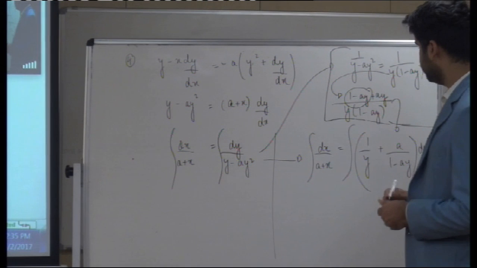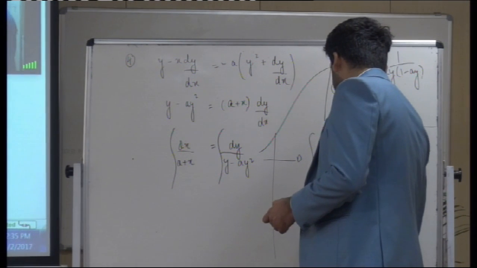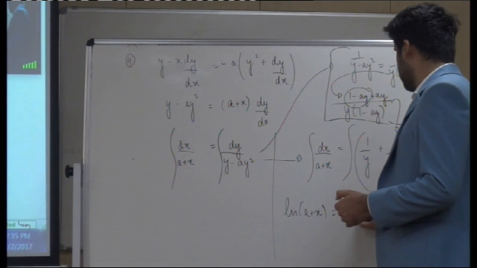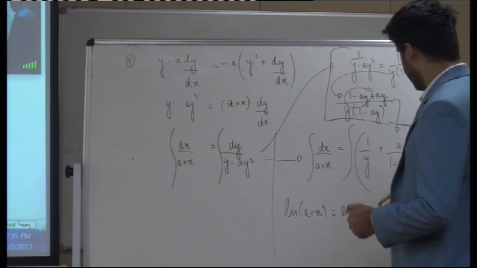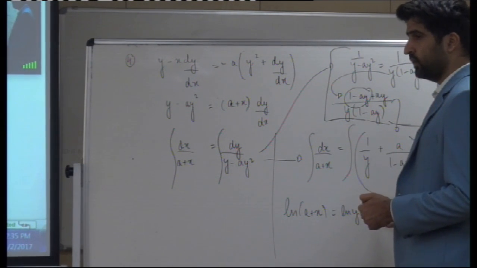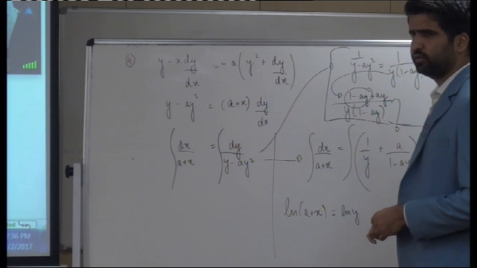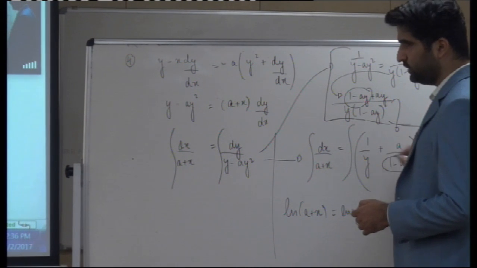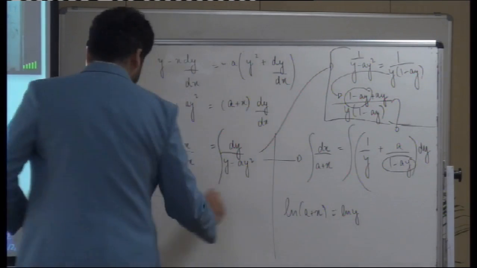Okay. This is natural log of a plus x. Next one is natural log of y. And the next one, a times, will we get a over here? I don't think so. If I take it as u, this will become du, right? Okay, I'll do it separately over here.